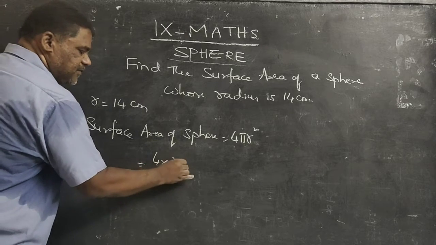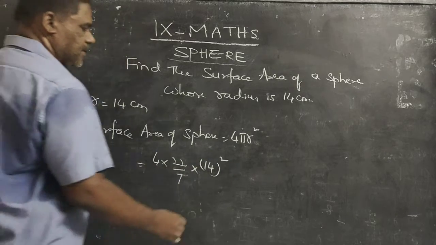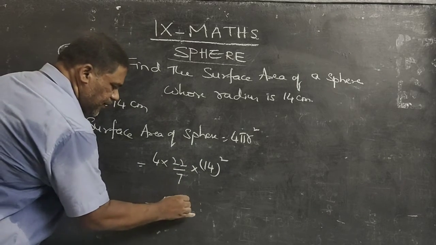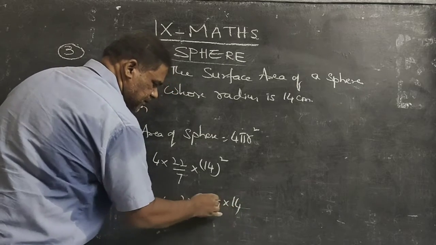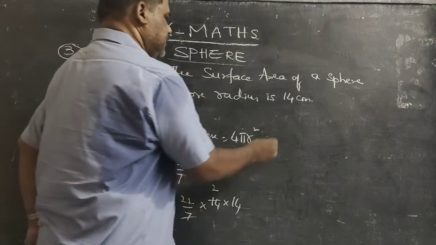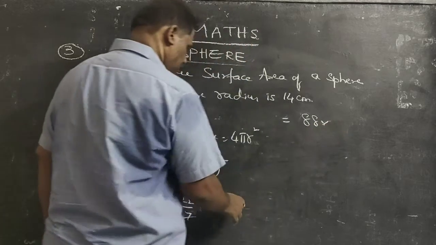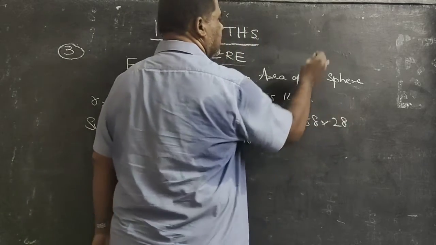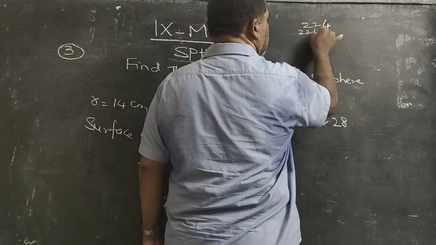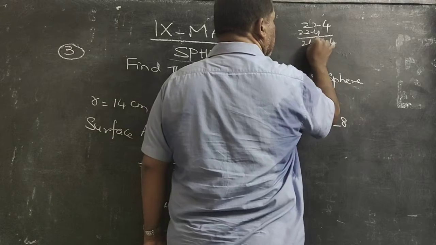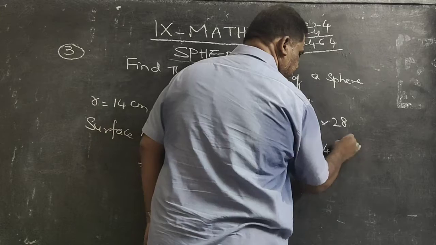4 into pi is 22 by 7. Radius is 14, so 14 square. So it is 4 into 22 by 7 into 14 into 14. 4 into 22 is 88. 14 into 2 is 28. So the answer is 2464 centimeters square.